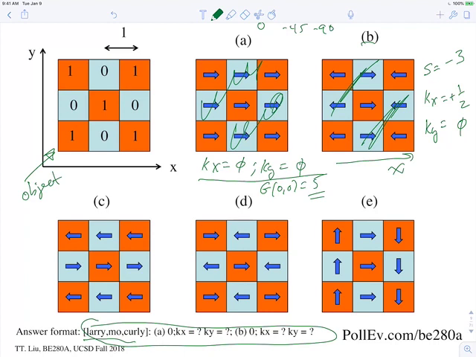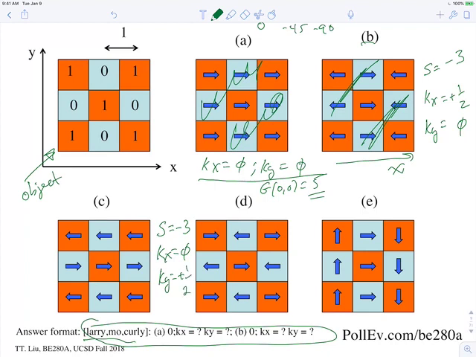Let's look at C. So S here is also minus 3, right? And what about kx now? Is there any variation in the x direction? No. So kx is equal to 0. What about ky? What's the period in ky? 2. So ky is 1/2. And once again, we can't tell whether it's positive or negative, so we'll just say it's plus 1/2 for now.